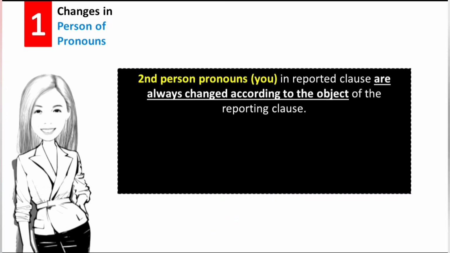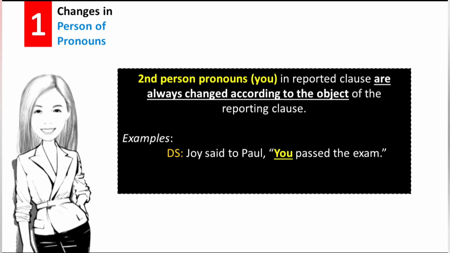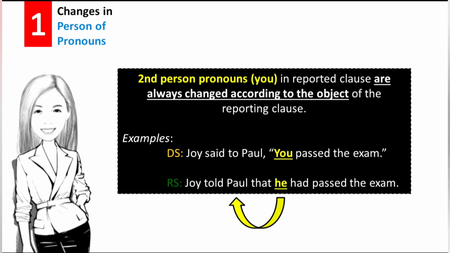Second person pronouns like you in the reported clause are always changed according to the object of the reporting clause. Example: Joy said to Paul, "You passed the exam." Since you is in the reported clause, which is a second person, we need to change it according to the object, which is Paul. And since Paul is a boy, we need to use the pronoun he.